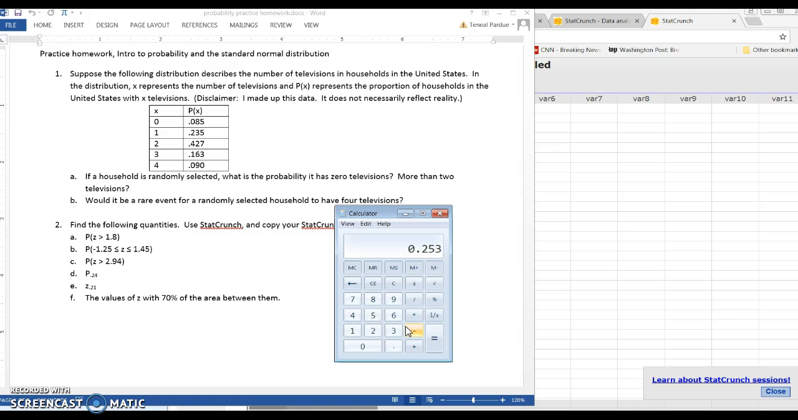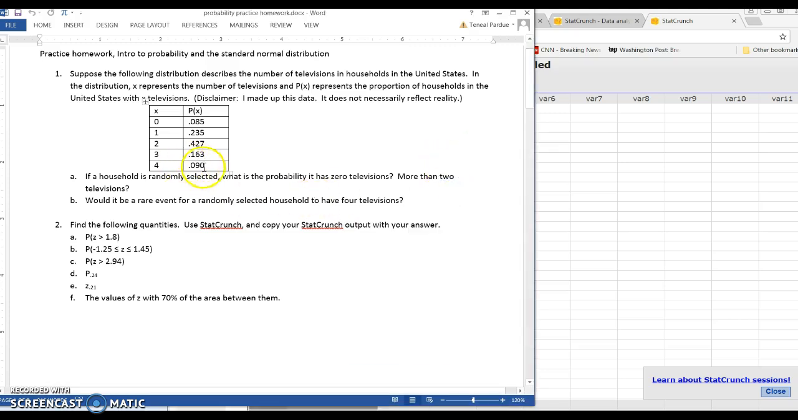Would it be a rare event for a randomly selected household to have 4 televisions? Well, the probability that it would have exactly 4 is 0.090. That is not a rare probability because it's not less than 0.05. So that's the answer to part B.